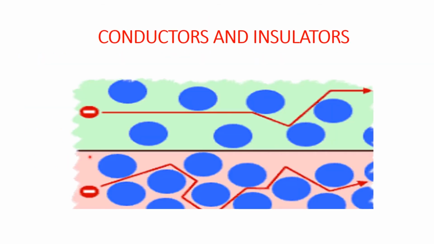So based on the electrical conductivity, we can classify materials as conductors, insulators and semiconductors also. So first, in this diagram, this is nothing but a conductor. The conductor allows electrons to pass through it freely, whereas in an insulator, they do not readily allow the electrons to pass through it.